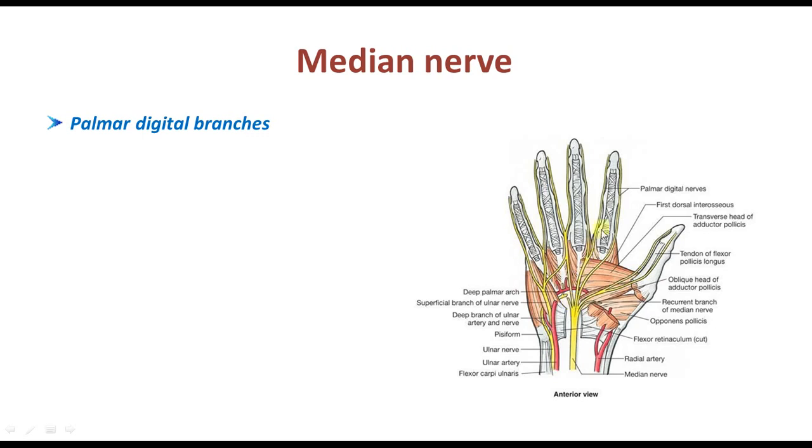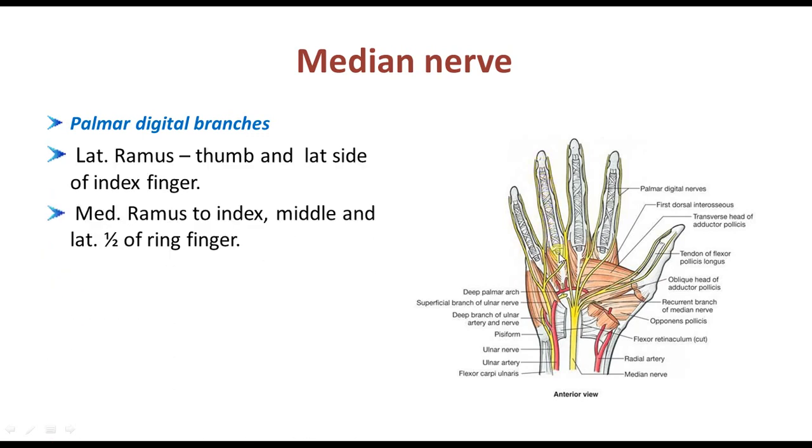Then it is going to give digital branches to the digits, and thereby it supplies the lateral 3.5 digits. Okay, that is your thumb, the whole of the thumb, the whole of your index finger, middle finger, and lateral half of the ring finger. Okay, so how does it supply? It first divides into a lateral ramus and a medial ramus. You are able to see one lateral division and medial division.